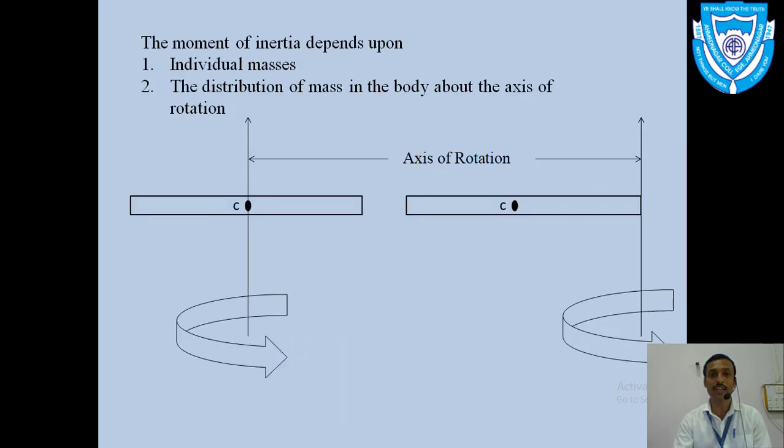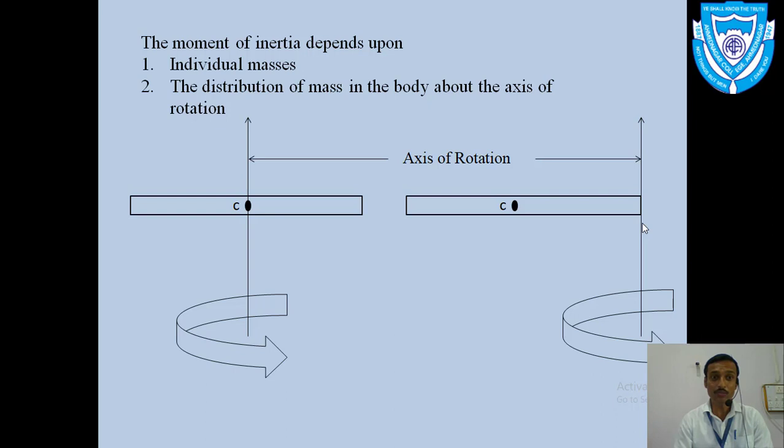Moment of inertia depends on individual masses, that is, how much the mass of the particle is, and second, the distribution of mass in the body about the axis of rotation. For that let us consider a small example. I considered here a rod. Here axis of rotation is, sorry, passing through its center, and in another case axis of rotation is passing through its one end. Position of axis of rotation is different for these two.